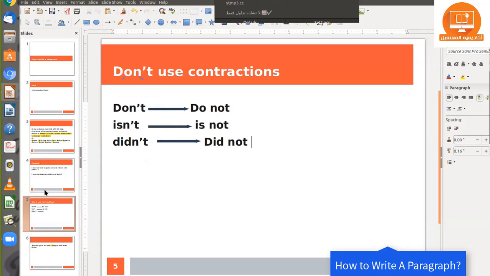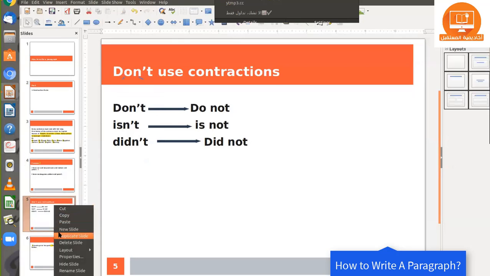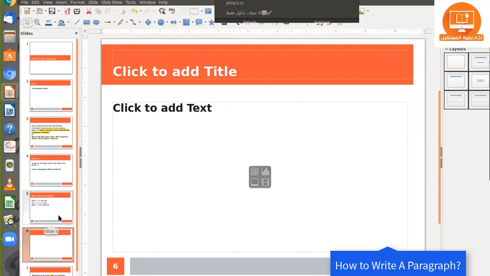What about let's, let us? No, "let's" is okay, but you will not use so many "let's" in the paragraph, because you always write about something, so you don't suggest. Okay, any problem?